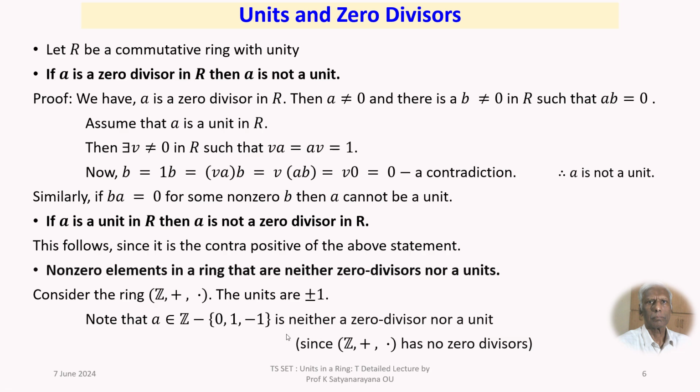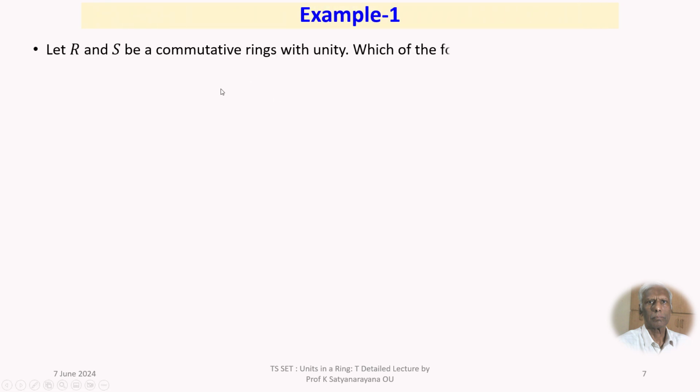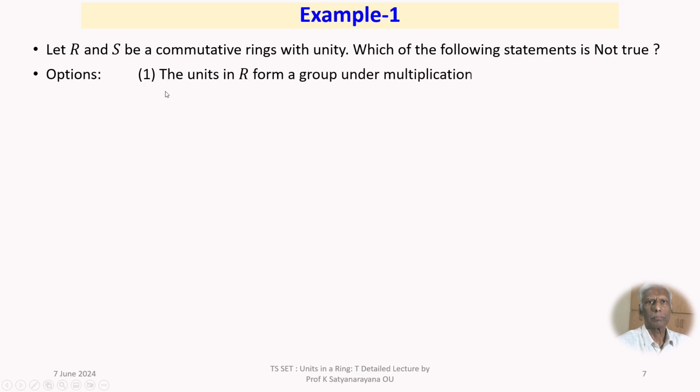Right. We move on to an example 1. So this is an example what we have created for you. Let R and S be two commutative rings with unity. Which of the following statements is not true? The first option is option 1. The units in R form a group under multiplication. Yes, it's a fact. The set of all units of a commutative ring R with unity, they form an abelian group under multiplication.